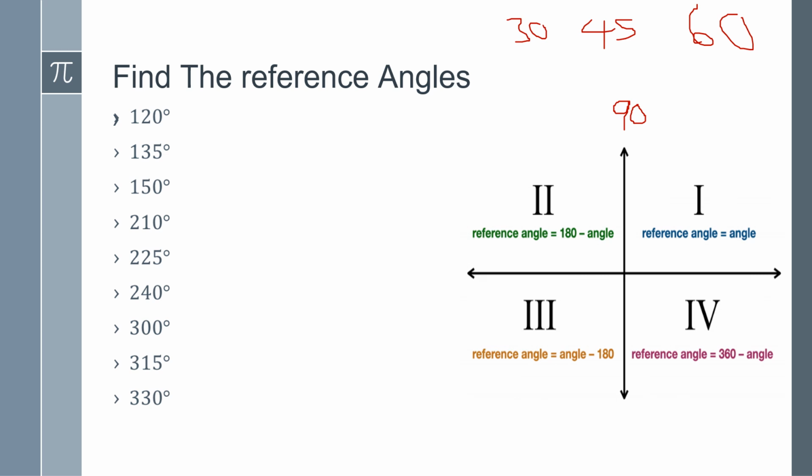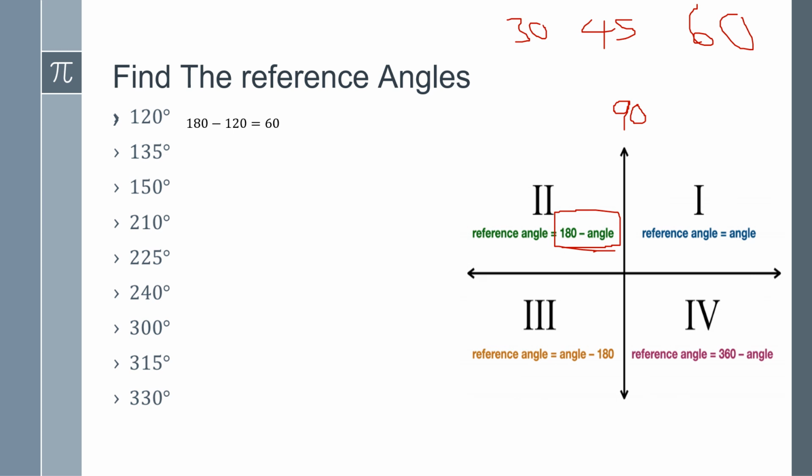If you said that 120 degrees is in quadrant 2, good job. Now, to find the reference angle, it is going to be 180 minus that angle. And when we do that, we get 60 degrees for 120.